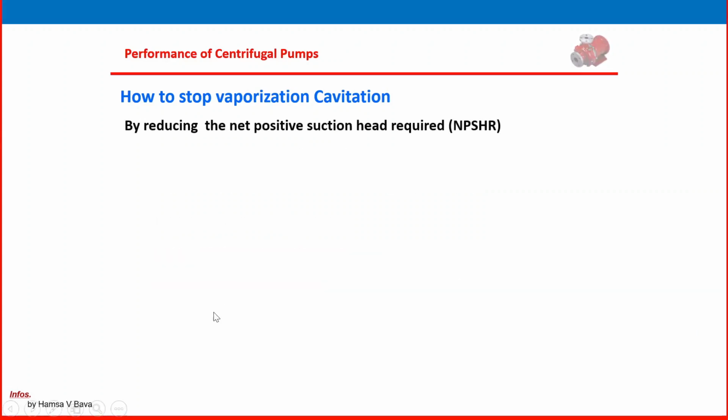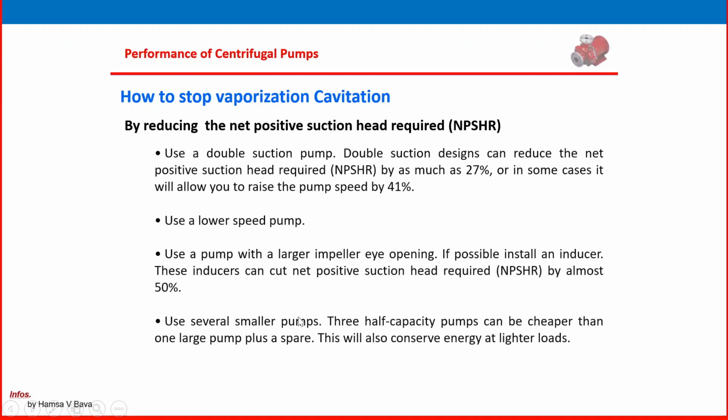Again, by reducing the net positive suction head required, NPSH R, use a double suction pump. Double suction design can reduce the net positive suction head required by as much as 27%, or in some cases it will allow you to raise the pump speed by 41%. Use a lower speed pump. Use a pump with a larger impeller eye opening. If possible, install an inducer. These inducers can cut net positive suction head required by almost 50%.